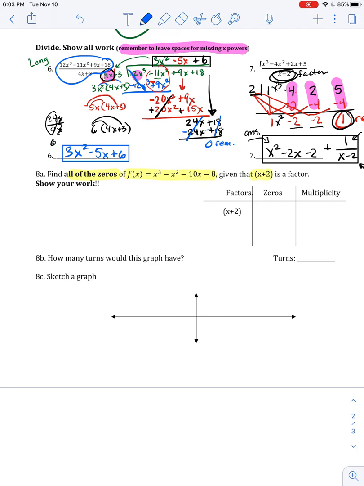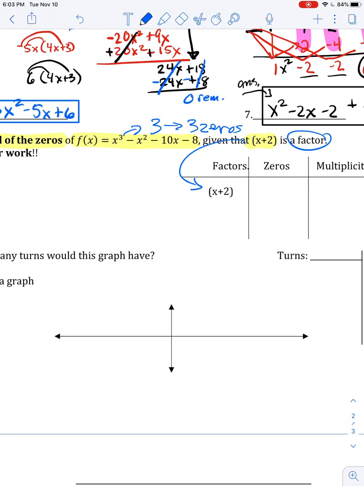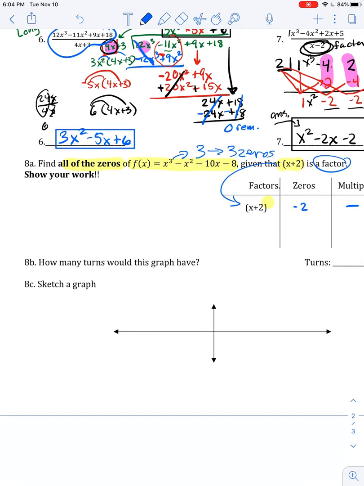My equation is this, and I'm given that this is a factor, so I put it in my factor chart. Now, this has a degree of 3. Since it has a degree of 3, that means I'm going to get 3 zeros, 3 factors. I only have 1. So if x plus 2 is a factor, then I know that negative 2 would be a 0, and there isn't any multiplicity because it doesn't have a power. It's not a repeated factor.